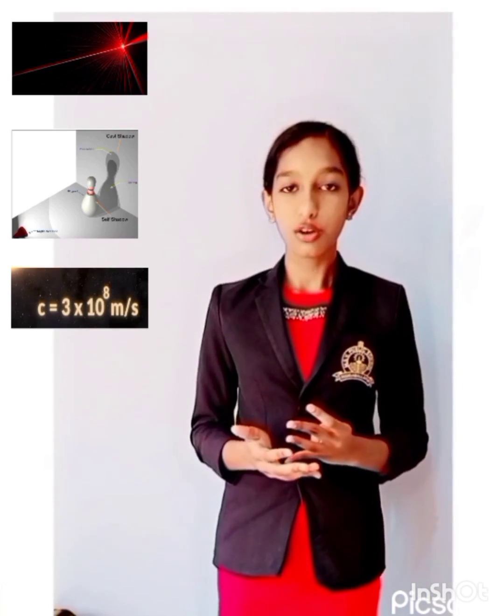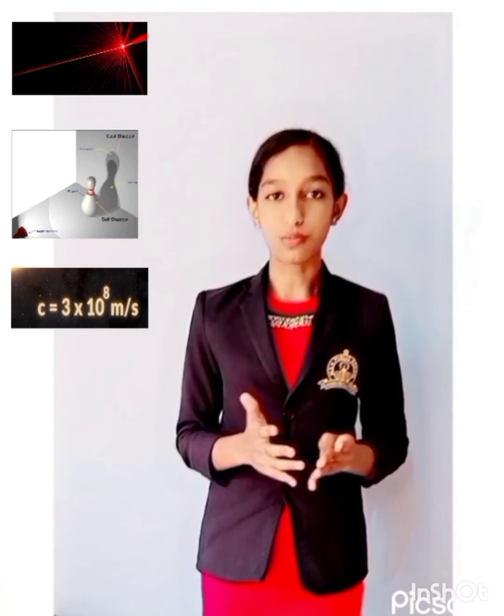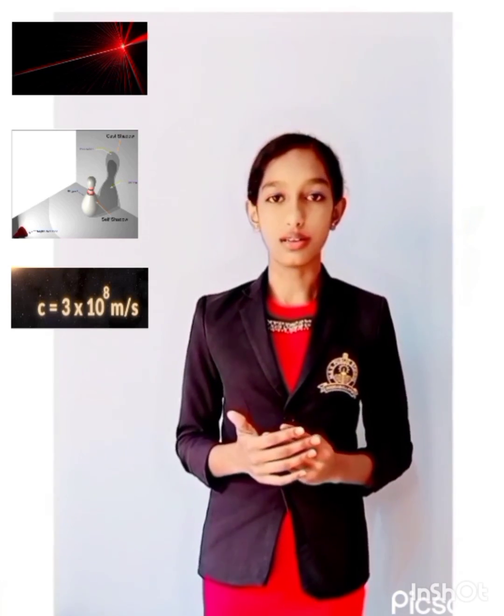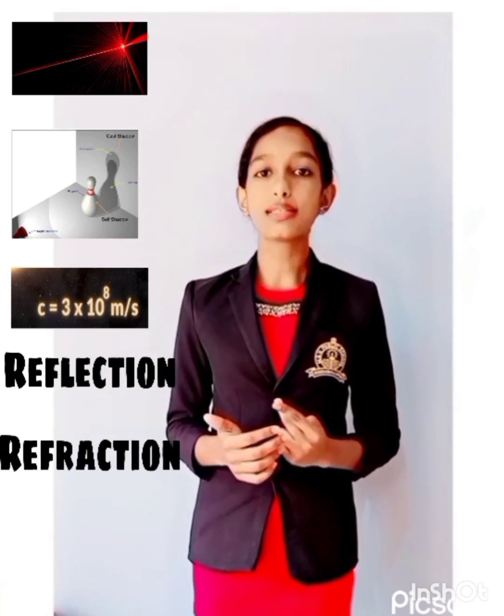And the fourth is that when light falls on an object, two phenomena occur. The first is reflection and the second is refraction. Now, reflection of light. As you can see in this image, the coming back of light rays to the same medium when it falls on an object is known as reflection of light.